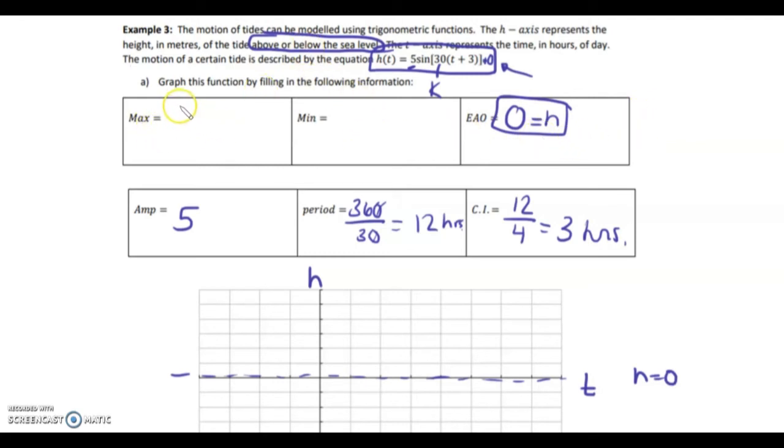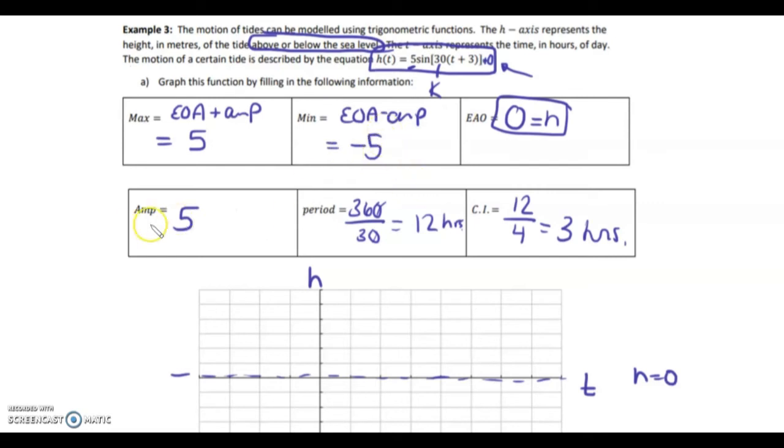So max and min. Max is the equation of axis plus the amplitude, so 0 plus 5, and then the min is the equation of axis minus the amplitude, so 0 minus 5.